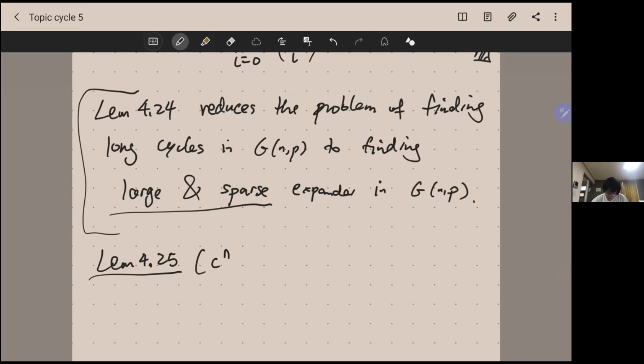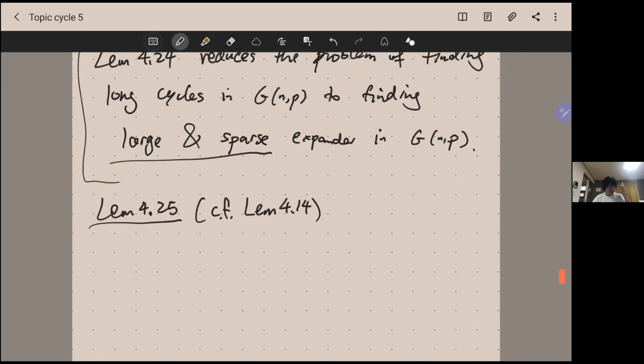Lemma 4.25. I want you to compare this lemma to Lemma 4.14. These two are basically similar lemmas, with different strength. One is this sparse conditioning argument, the other one is the sprinkling argument. So let me write down this lemma. Let n be large, and we have p between linear and not too large, 2 log n over n. Okay, and we take G as G(n,p).